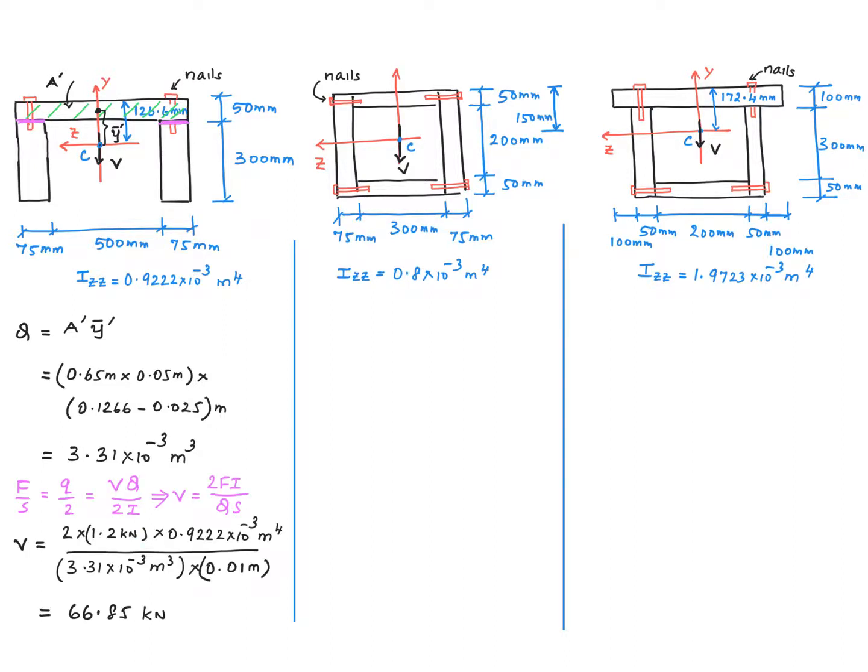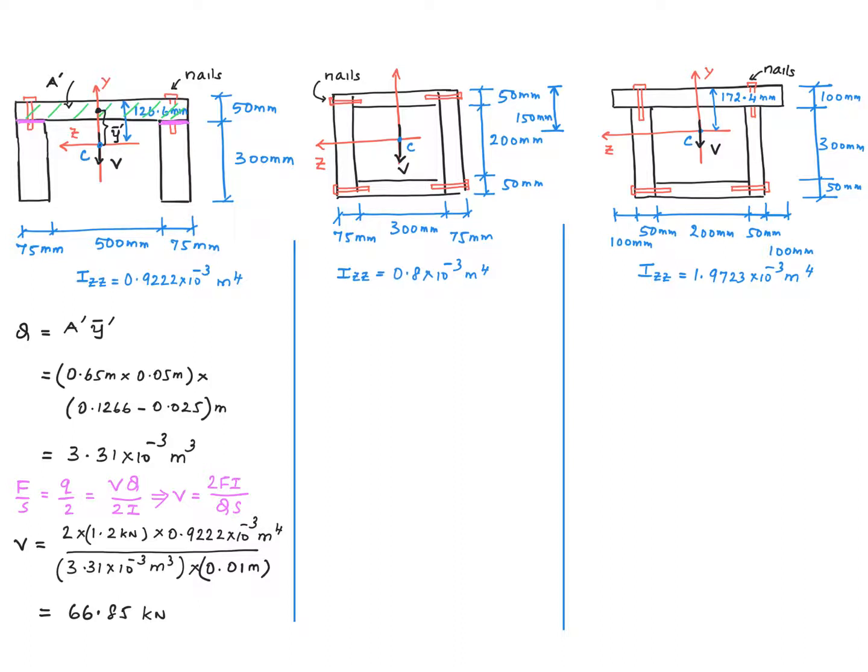So here are the details of the calculations for the maximum shear force that the section can withstand. Firstly, we notice that there are two rows of nails, and therefore the shear flow per row would be little q over 2, and therefore F over S must be equal to q over 2, which is VQ over 2I, and from this we get this equation for V.